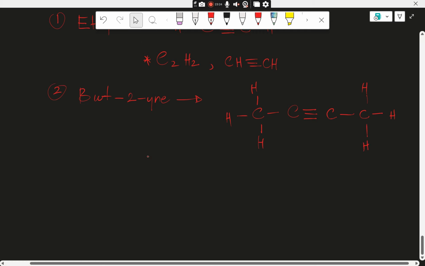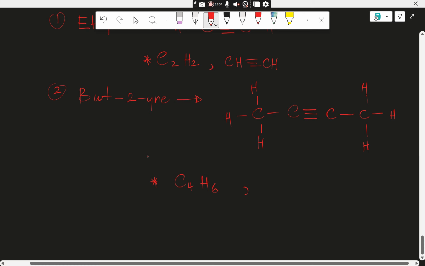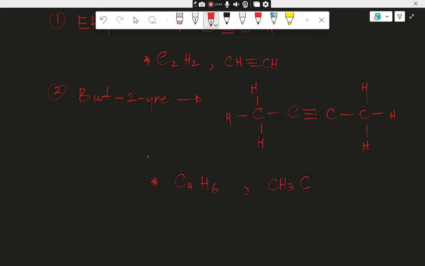Okay. So the molecular formula for this one is C4H6. And then its condensed formula will be CH3, C, and then this is triple bonded to this C. And then you only have C because it doesn't have an H, so you have another CH3, which you can separate by doing something like this. That's the condensed formula, right?